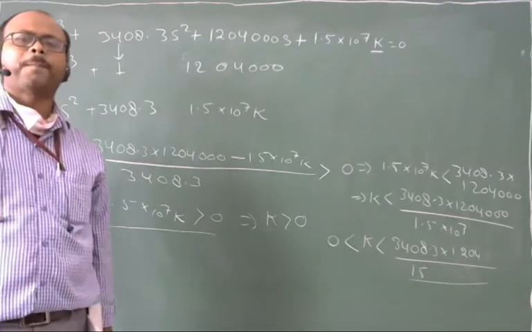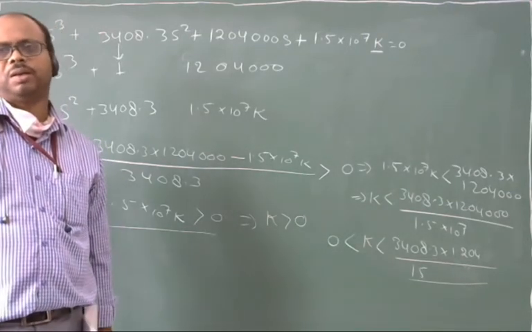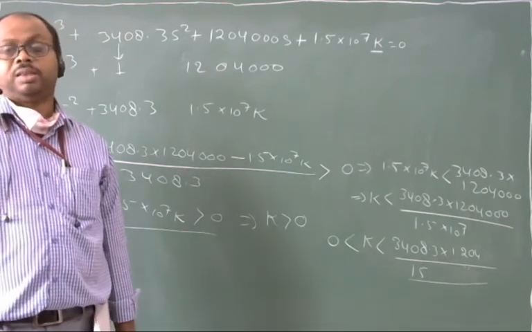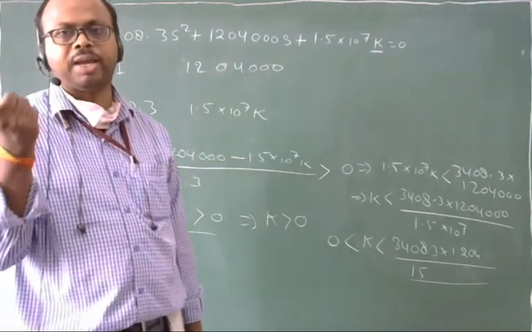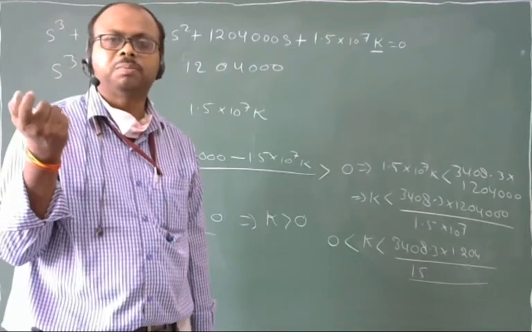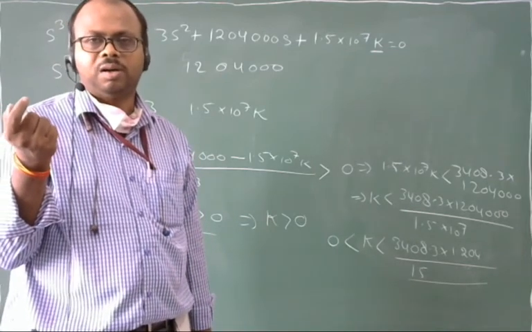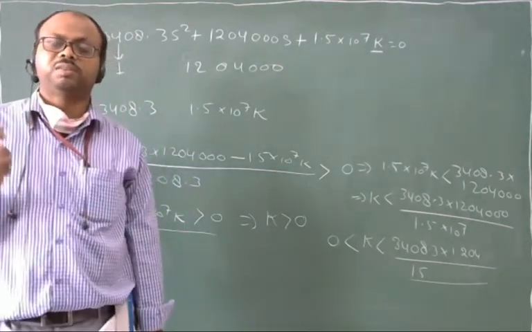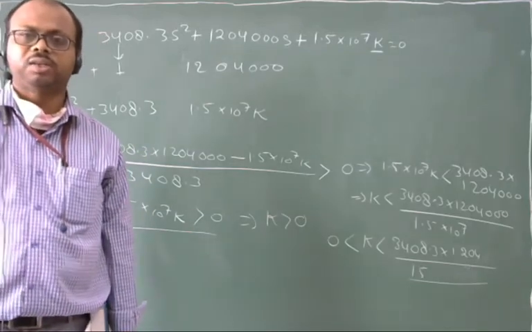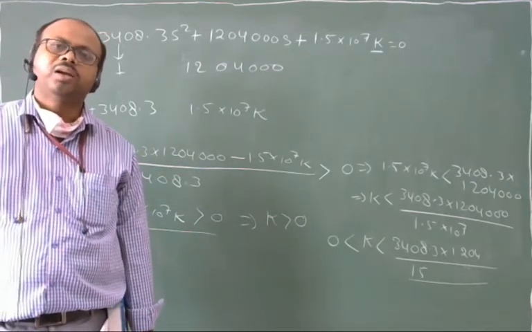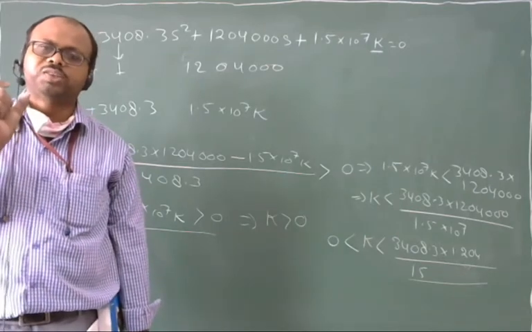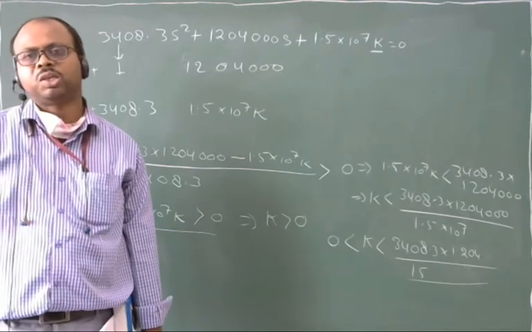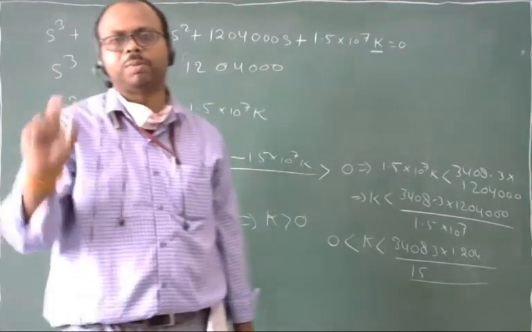And one more type of question can occur from this type of characteristic equation. What should be the value of k such that the system experiences sustained oscillation? And we know that for sustained oscillations, roots must lie on the imaginary axis, that is, the system should be marginally stable.